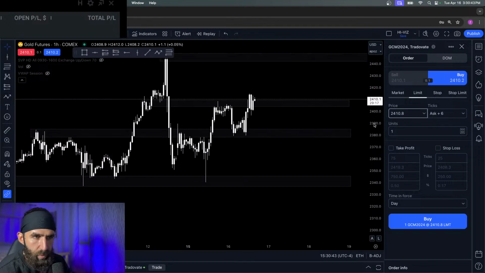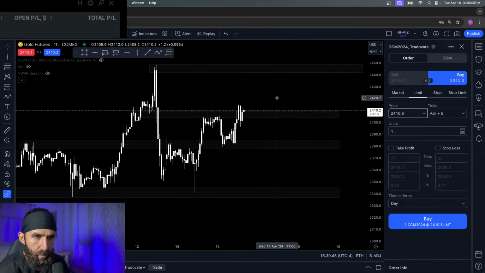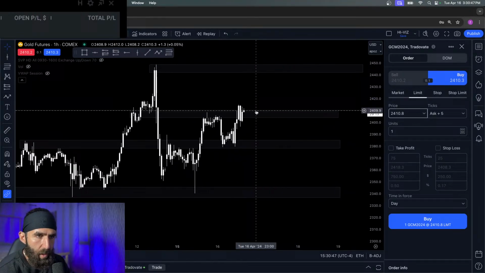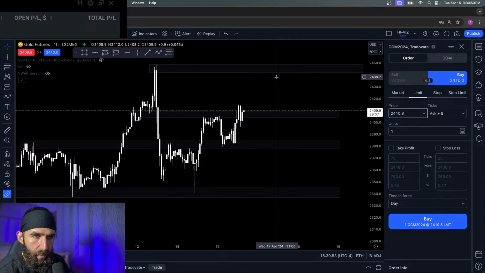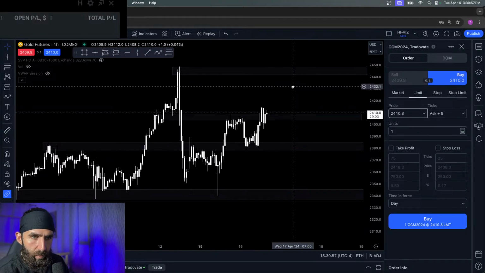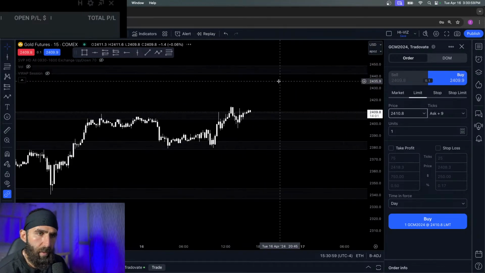We got some news coming up that may impact it, so be careful around the red folder stuff. But this looks like it's not slowing down yet at all. We're not seeing what we're seeing in the U.S. indices. This thing is just on a tear. If I drop down to the 15-minute.